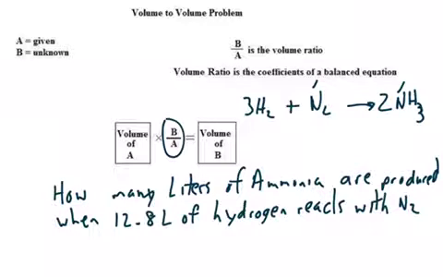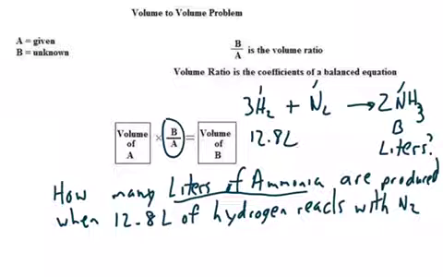Now let me go ahead and set it up here. When they ask you how many liters of ammonia, that's what we're looking for. That is our B. So we're looking for ammonia. The given in this problem is the hydrogen. It says that we have 12.8 liters. So that's going to be our given. That's our A. So if you follow the flow chart, here's what I'm going to do. I'm going to put the volume of A, which is given, 12.8 liters, and A happens to be hydrogen, times B over A, which would be the coefficients of a balanced equation.